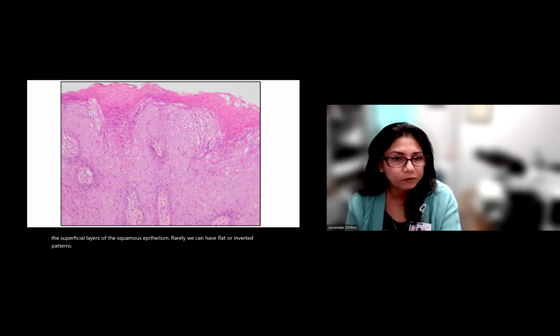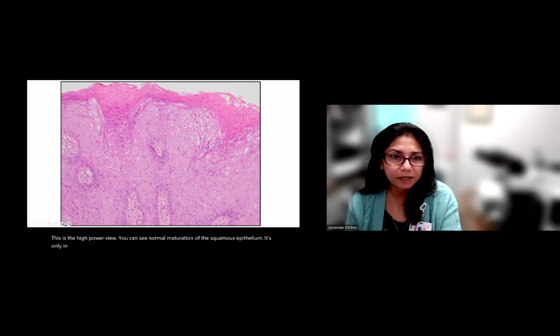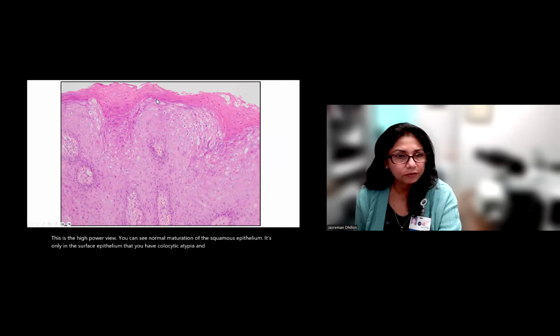This is the high power view. You can see normal maturation of the squamous epithelium. It's only in the surface epithelium that you have koilocytic atypia and hyperkeratosis and parakeratosis.